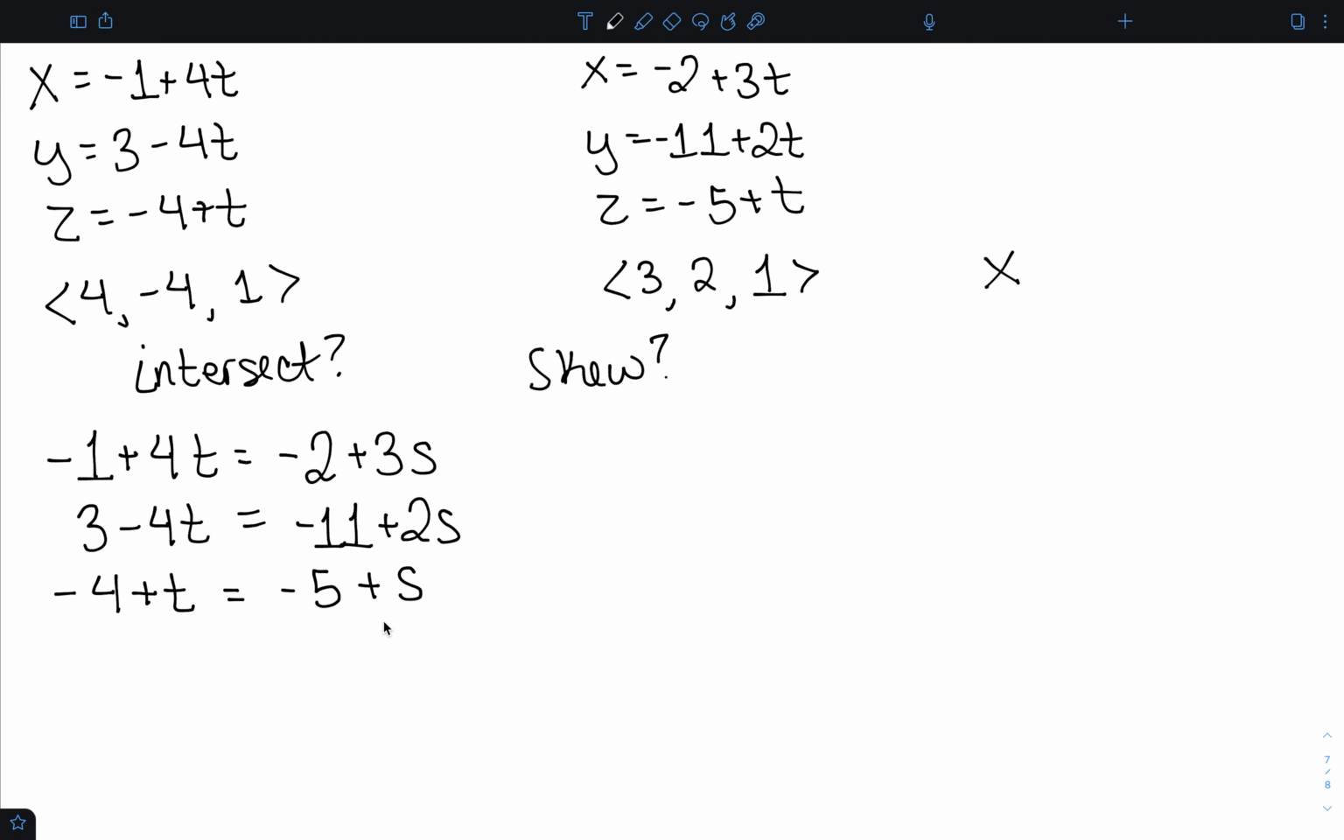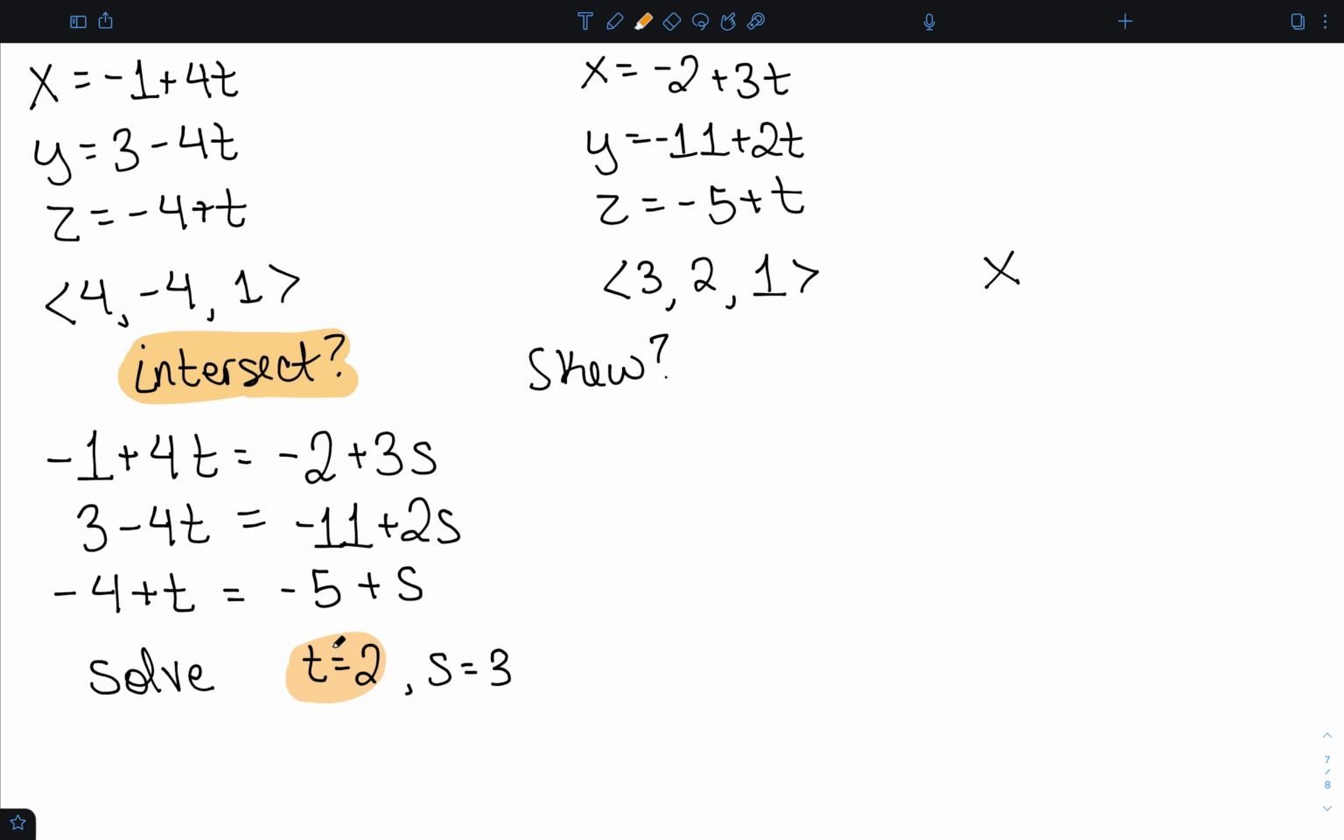Now I have a system of equations, and we need to solve this. You can do this by hand or use a computer or a calculator to solve this. But if you do, you get t equal to 2 and s equal to 3. Since I got a solution, they do in fact intersect. If I would have gotten no solution here, they would not intersect, but I did get a solution. And in fact, I can tell exactly where it is.